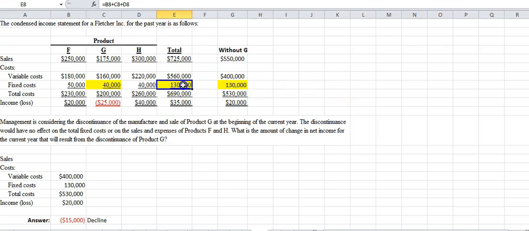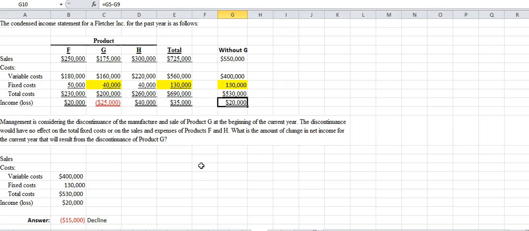Unfortunately, in this category, you can't get rid of this. This is a fixed cost. So now, it's things like rent and so forth. So you can't get rid of it, so it must be carried by these two. So fixed costs stay the same. So my total cost is going to be 530 and my bottom line is going to be 20,000. Should I proceed? No, I shouldn't proceed because I'm going to have a decline from 35 to 20.